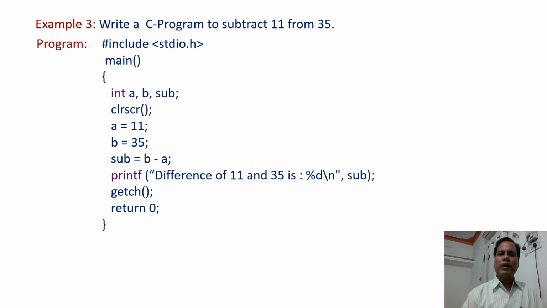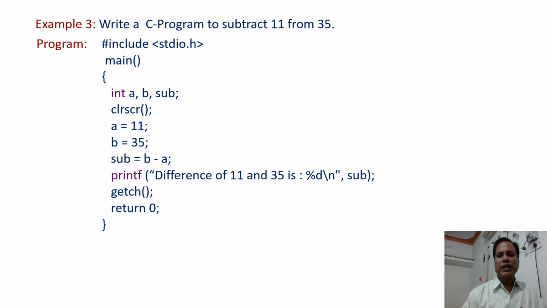Then again, the program is going to be of a similar type. Again we have to declare three variables in the beginning: two variables for the two numbers and one variable for their subtraction, and here it is sub. Now in this program a equal to 11, both the numbers are directly assigned to the variables. It is not obtained from the keyboard. And then sub equal to b minus a.